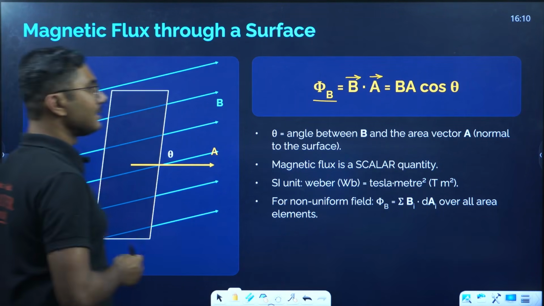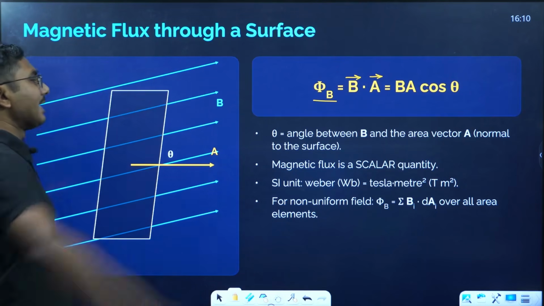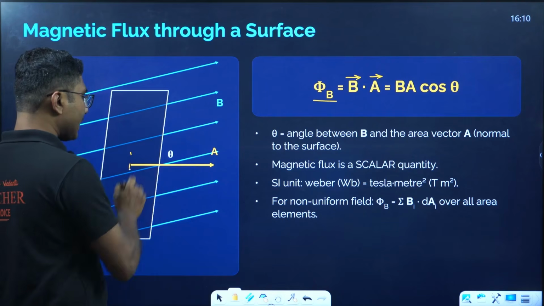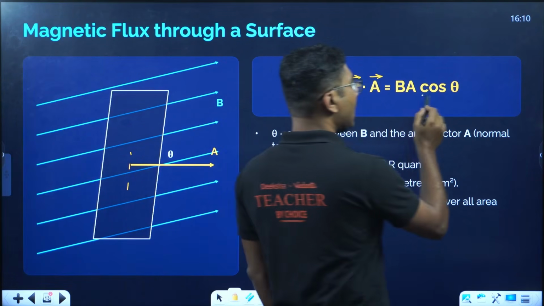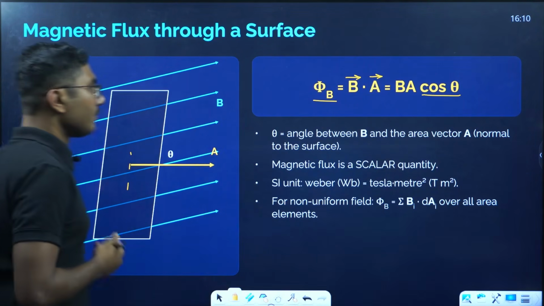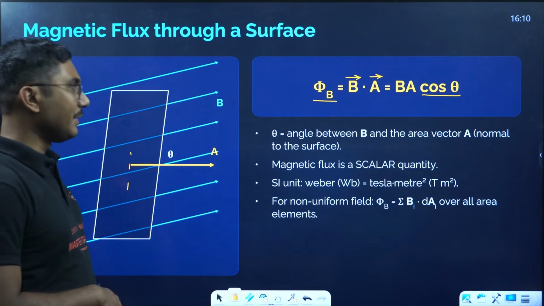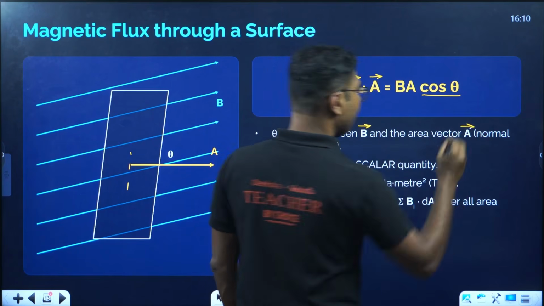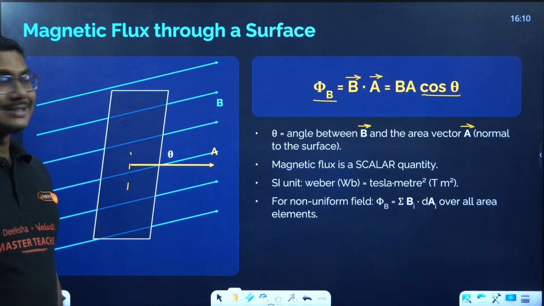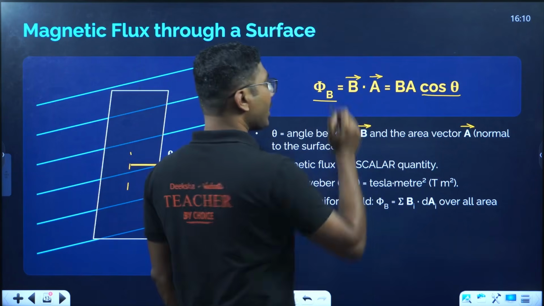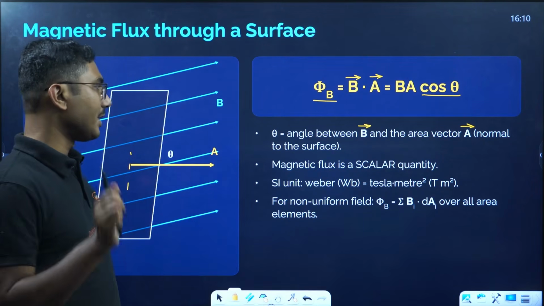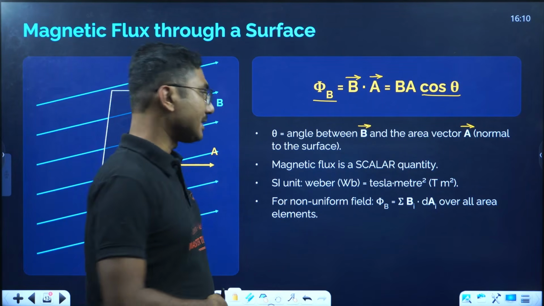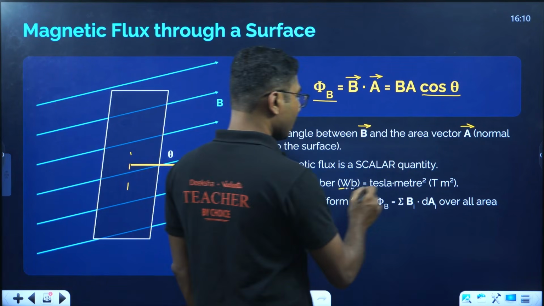So basically it is the number of field lines passing across a surface in the normal direction. Normal direction is not always there, so you have to use cos theta as a component. Theta is the angle between magnetic field B and area vector A. Magnetic flux is a scalar quantity, as you can see here, it's a dot product. Dot product refers to a scalar quantity. Its SI unit is Weber or Tesla meter square.